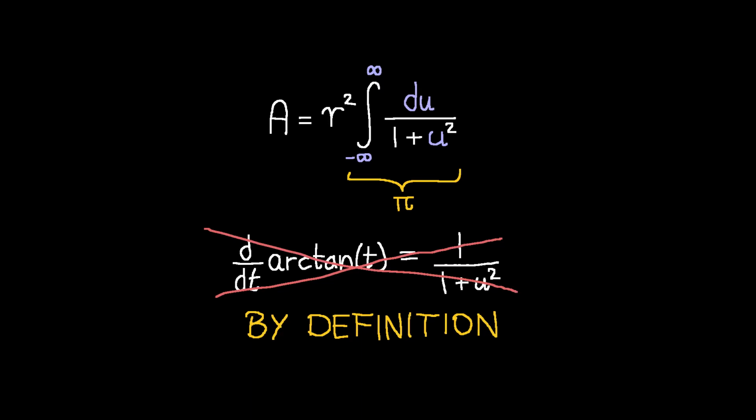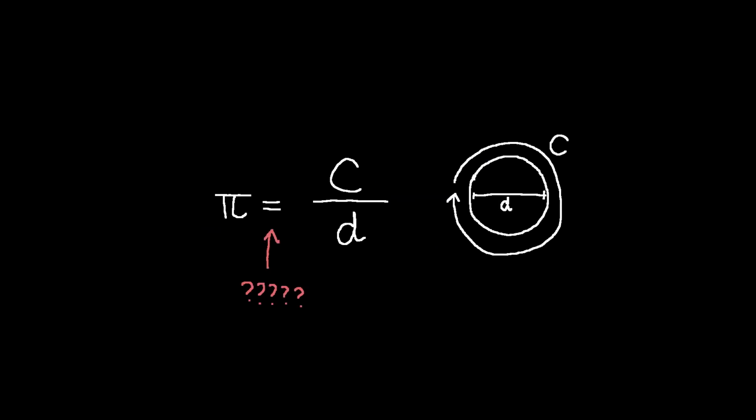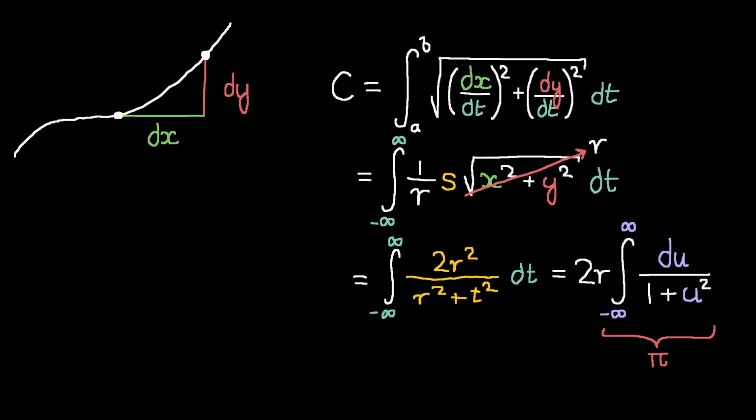integral to be pi. But wait, if this is how we're going to define pi, how do we recover the equivalent definition of pi as being the ratio of the circumference to the diameter? Well, all you have to do is apply the formula for the arc length, and there you have it.